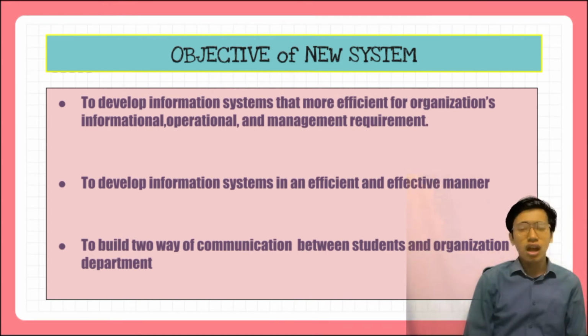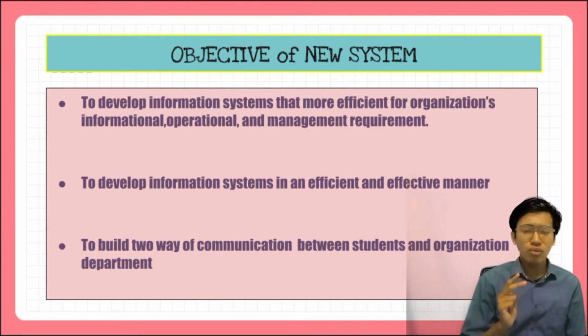Objective of new system. There are three main objectives to implement this new system. First, to develop an information system that is more efficient for organization, informational, operational, and management requirement. This means the top management or those administration involved in evaluating the project will get more detail about time, reason, and benefit from the student that is going to conduct the activity.